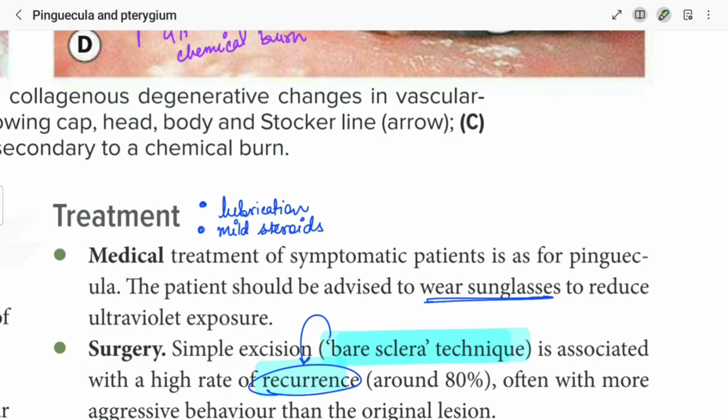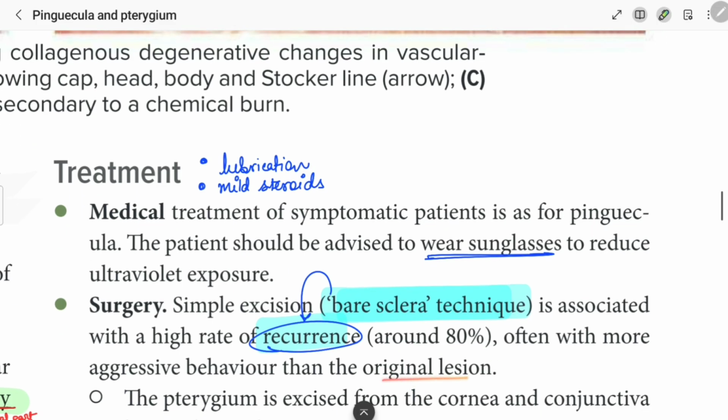Coming on to the treatment of pterygium, like pinguecula, here also among the medical treatment, we can give lubrication, mild steroids, and as a prophylaxis, we can ask the patient to wear sunglasses and reduce UV exposure. Surgery is the definitive treatment for pterygium. The problem with pterygium is that it has a high recurrence rate, and if we do simple excision, that is we leave the sclera bare, that will cause a very high recurrence, around 80%, and often it will show a more aggressive behavior than the original lesion. So the bare sclera technique is not preferred.